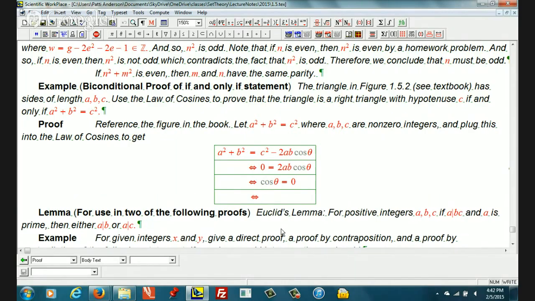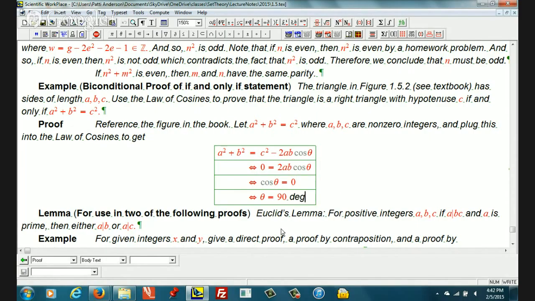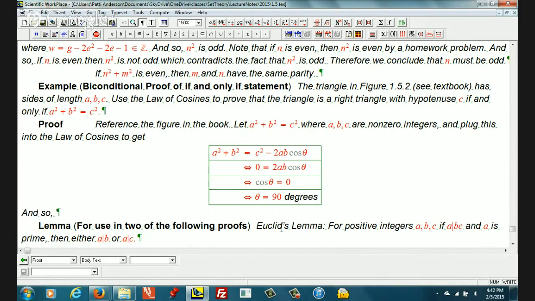Well, what's the only angle cosine is equal to 0 at? 90 degrees. And so a squared plus b squared equals c squared if and only if the angle is 90 degrees. Well, we're looking for something between 0 and 180 because we're talking about the angles of a triangle. So if and only if the triangle is a right triangle.